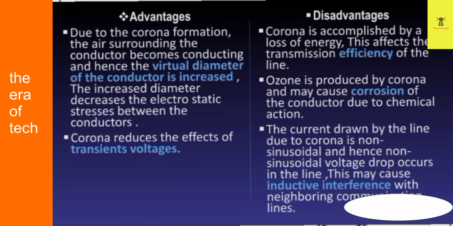Although interesting, corona is not always good for power systems. There is power loss or corona loss, insulation damage over time, electromagnetic interference, noise pollution, and voltage regulation issues.